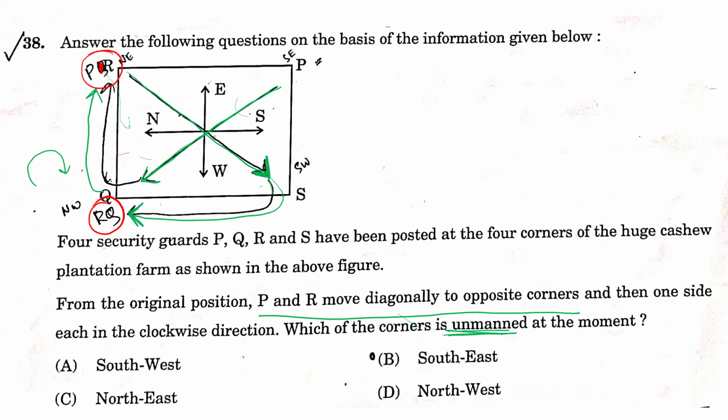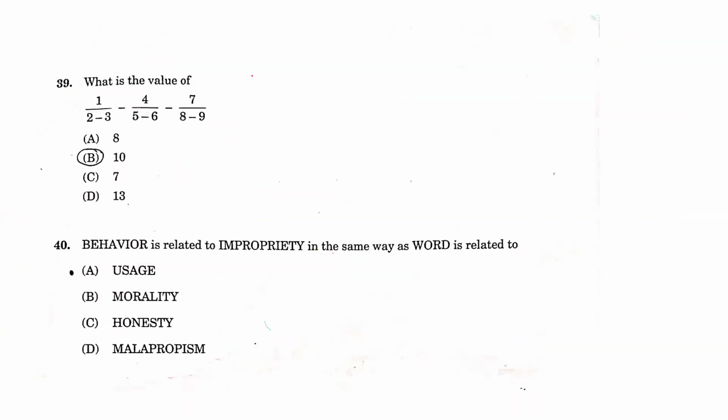Now, this is the southeast part. Here, at this point, there is no one. P has already come here and P has gone here. P and R both are here. Right? Q has come, but P and R are here. So this is the only place which has got no guards. So your correct answer is the southeast corner. See, this is the eastern side and this is the southern side. So this becomes your southeast part. So southeast is the correct answer.